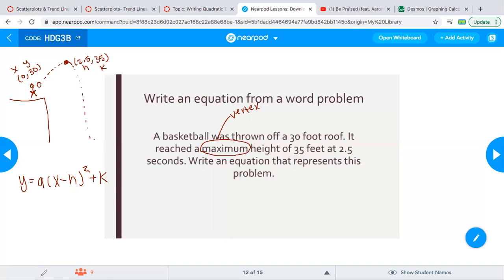So we need a decimal point. Yes, I believe so. Just write it in vertex form for the sake of time. So it's gonna be decimal then? Yes, it will be a decimal.